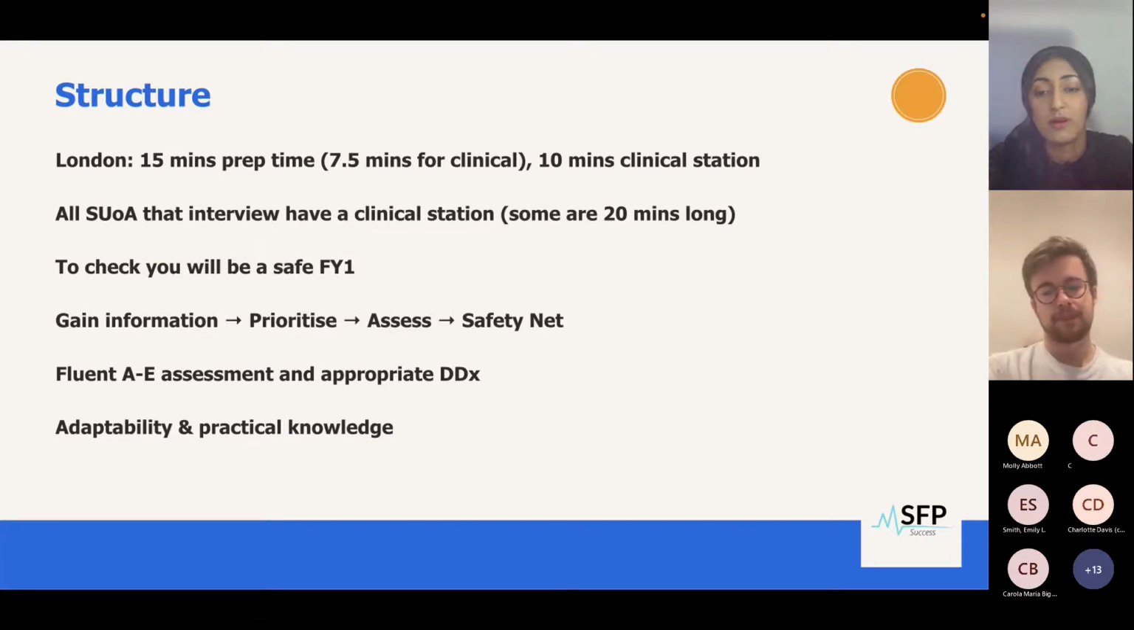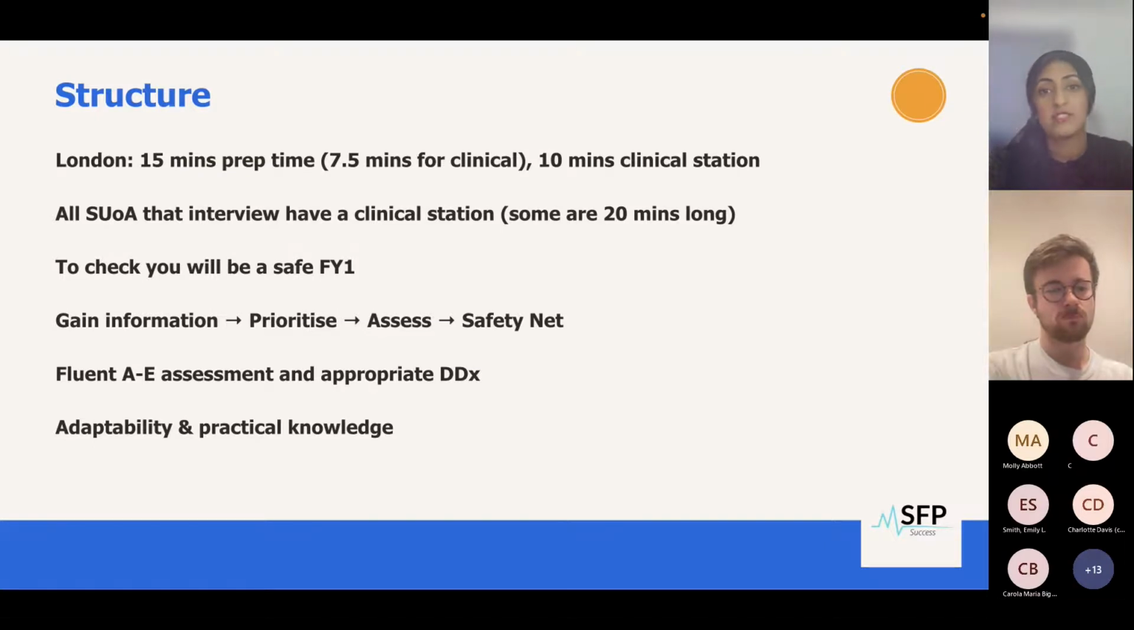We'll talk a little bit about relying on other members of the team. You need to know how to prioritise different patients and which patients you'd go and see first. You need to justify this in your assessment. And then finally, you need to safety net any patients that you won't be prioritising to see first. The main crux of the station is doing a fluent A to E assessment.